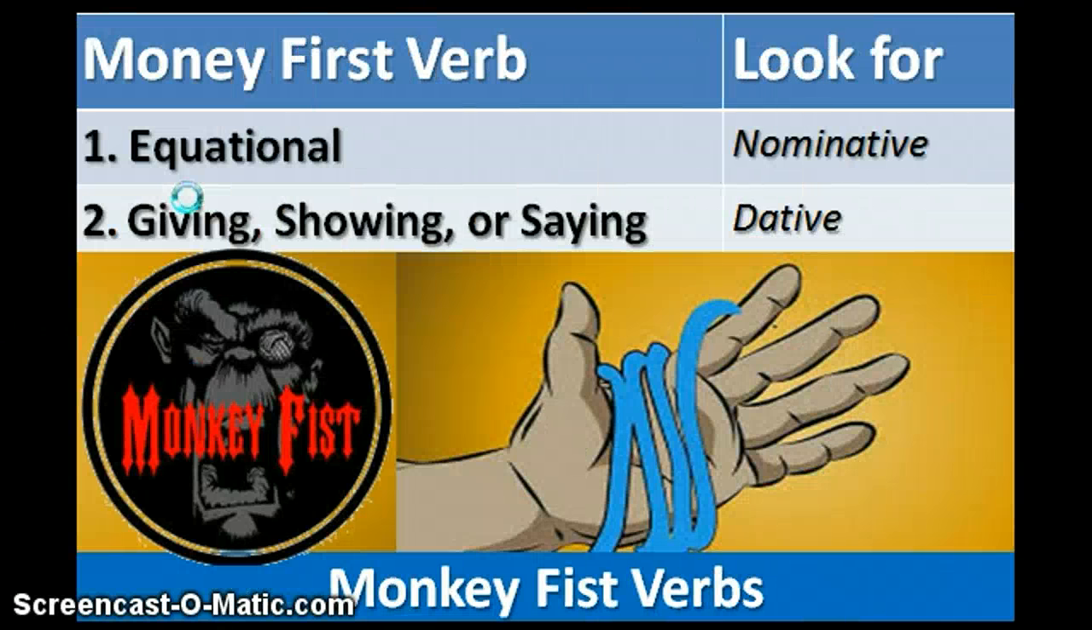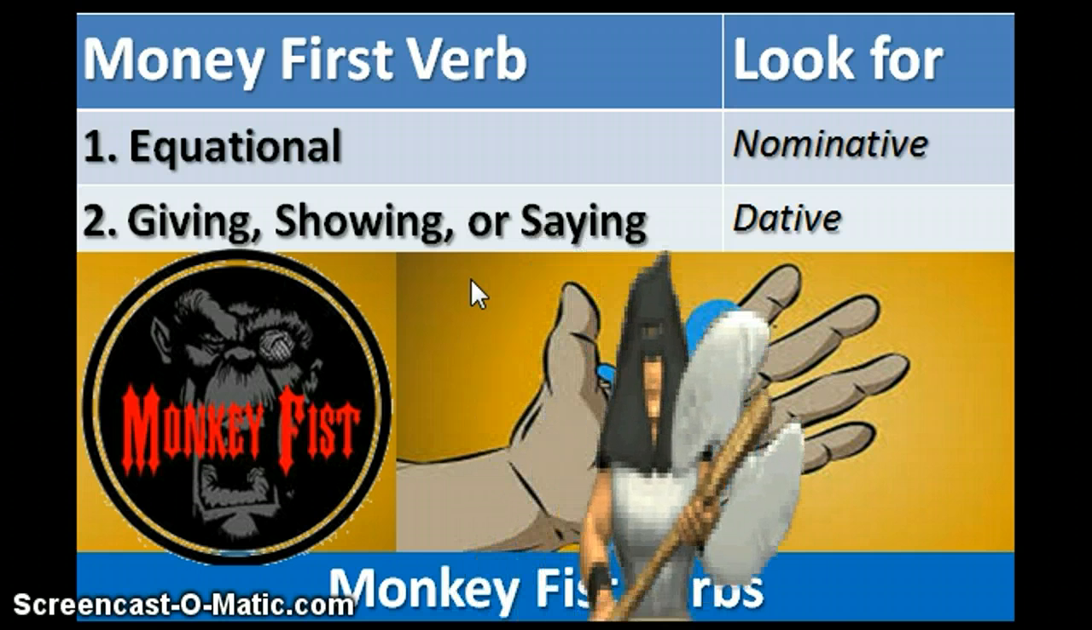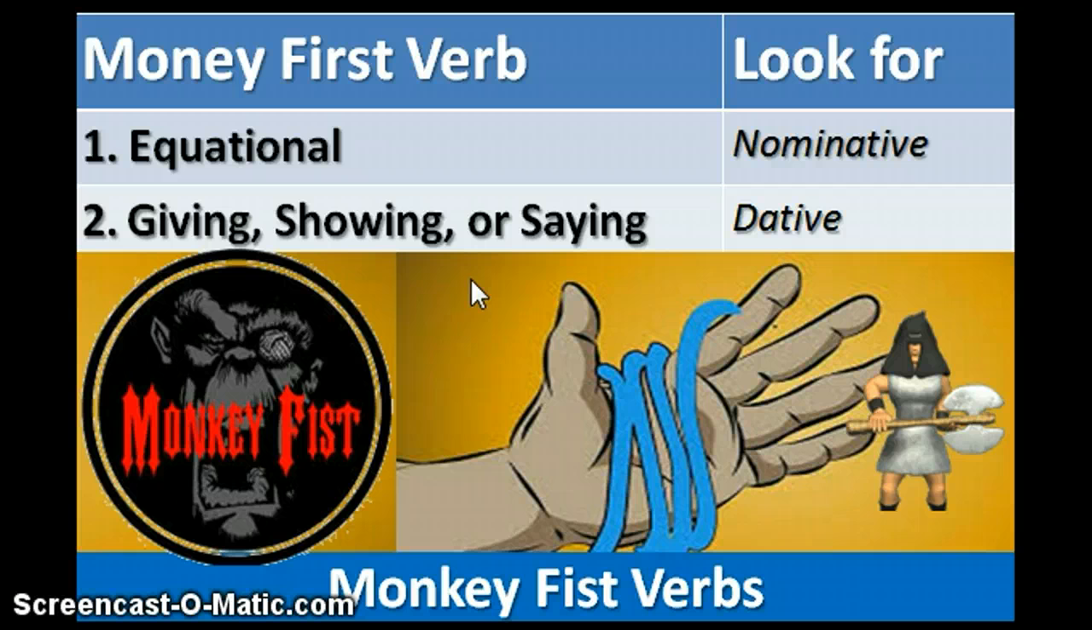So, let's learn about monkey fist verbs. Monkey fist verb is, right now you take your fist. We have a lot of fist action in the class for verbs and for cases. Now we have monkey fist. The monkey fist verbs are, we've learned the first one, chapter 1. The verb of equating, you look for the nominative. But if you have a verb of giving, showing, or saying, well, then you look for the dative. We'll be seeing this more in class. And then what's the other fist? The other finger is everything else.